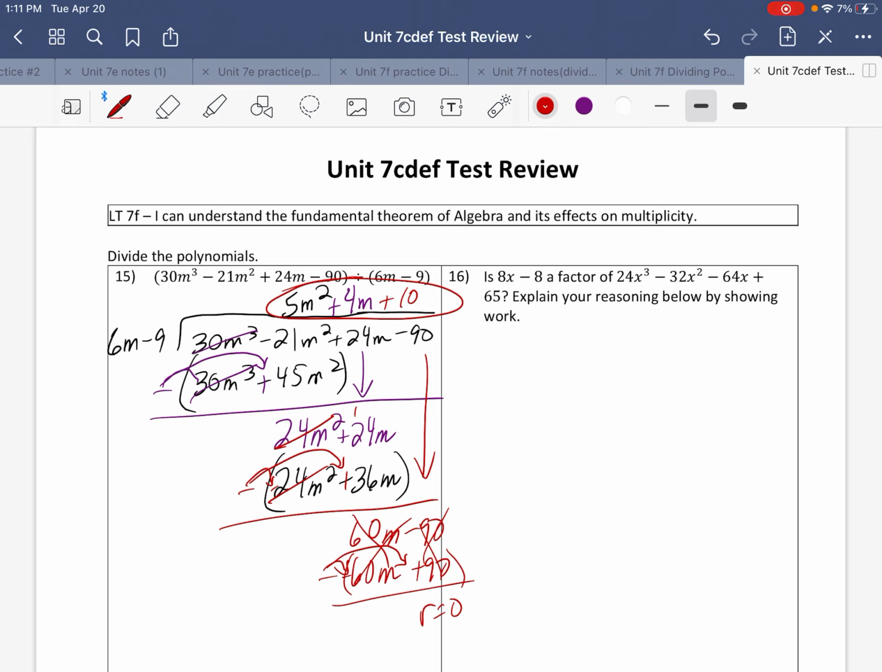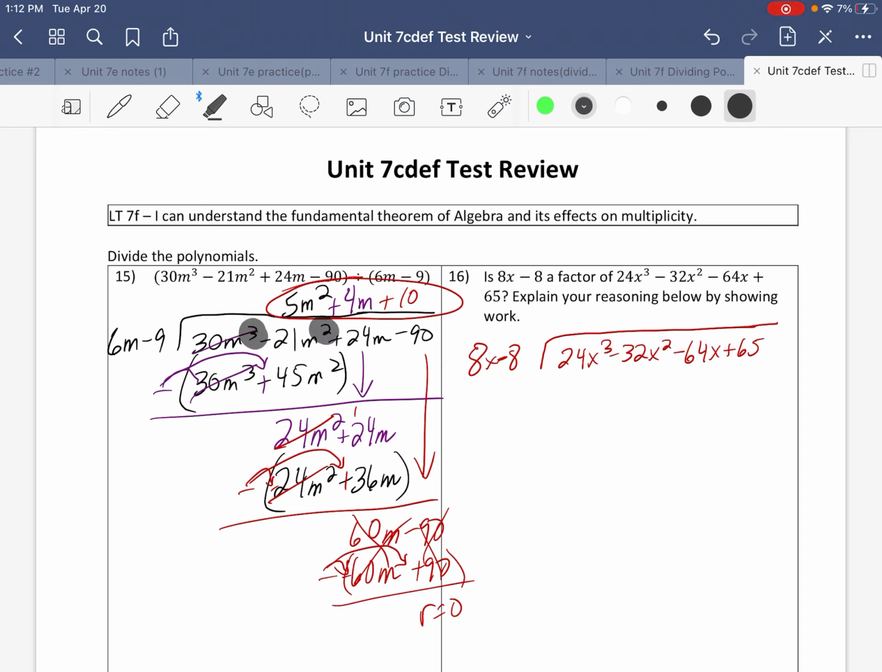Is 8x minus 8 a factor? So we need to do long division. I did skip the last one. I didn't look at the exponents, but it's 3, 2, 1. So the exponents aren't skipped. The last problem was the same thing. Did not skip.